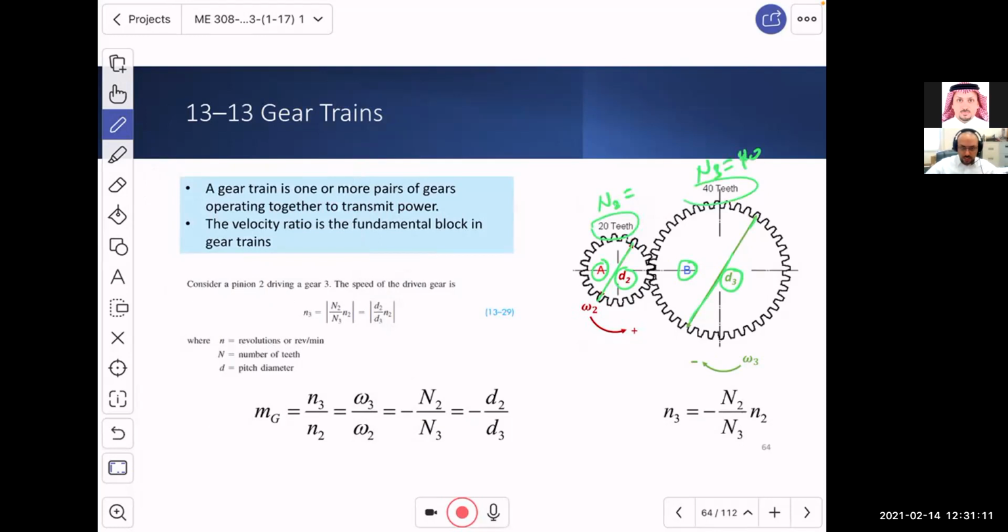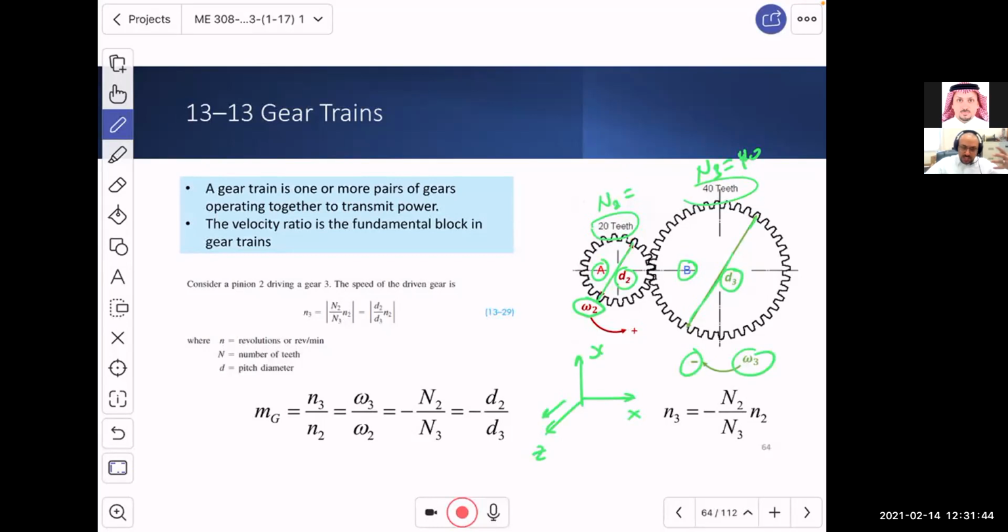In order to give you a sense of direction, we gave omega 2, which is the angular velocity, a positive sign following a right-handed coordinate system, which says that as omega 2 rotates, the thumb is pointing outward, which means this is positive, toward the positive z direction. The other one, omega 3, is pointing inward, and that's why it is negative.